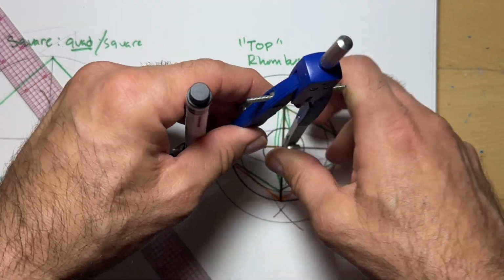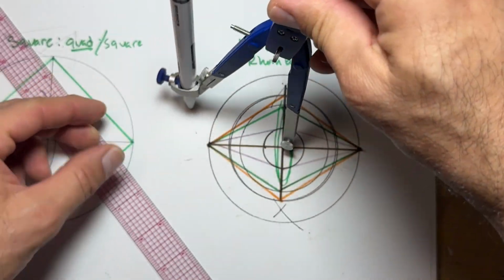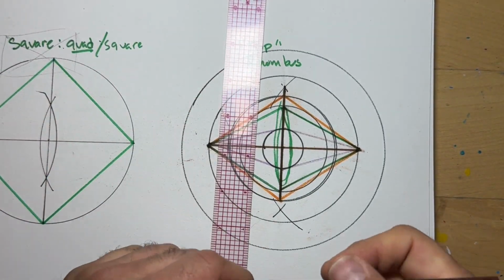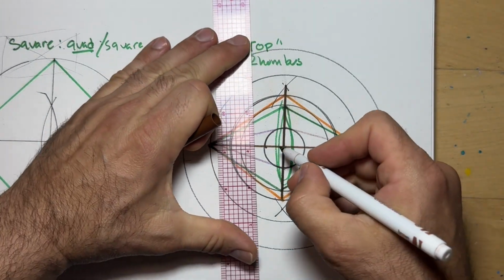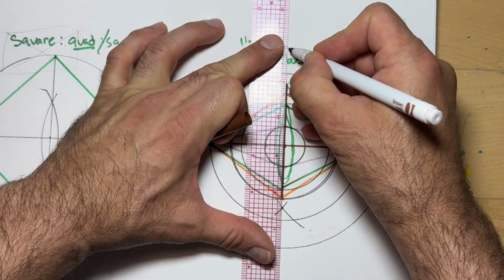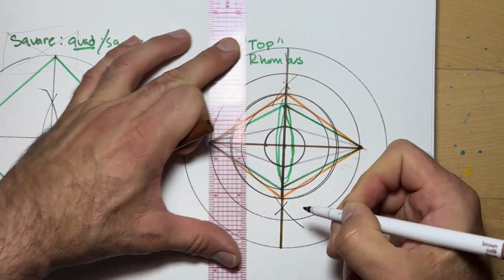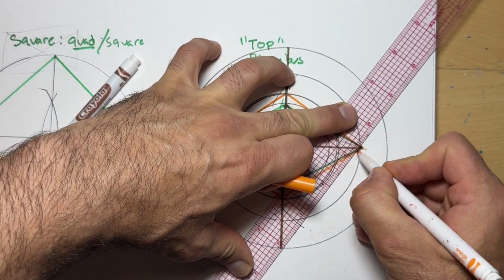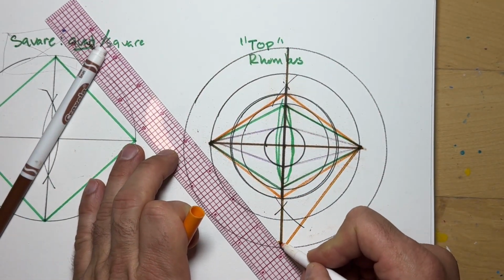So the dimensions will change with the type of circles that we have here. So let's say we go here, right? Suddenly our rhombus is tall and skinny, or our top.